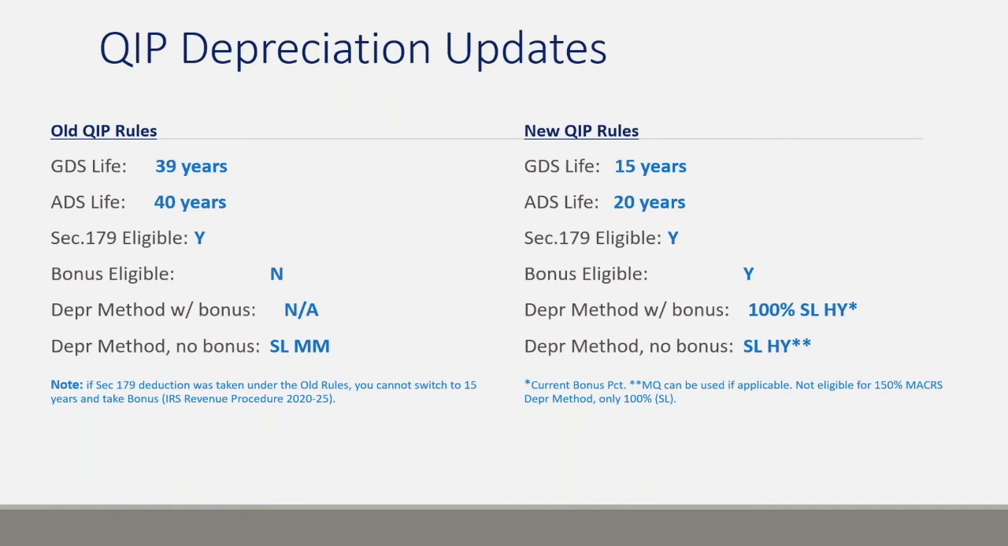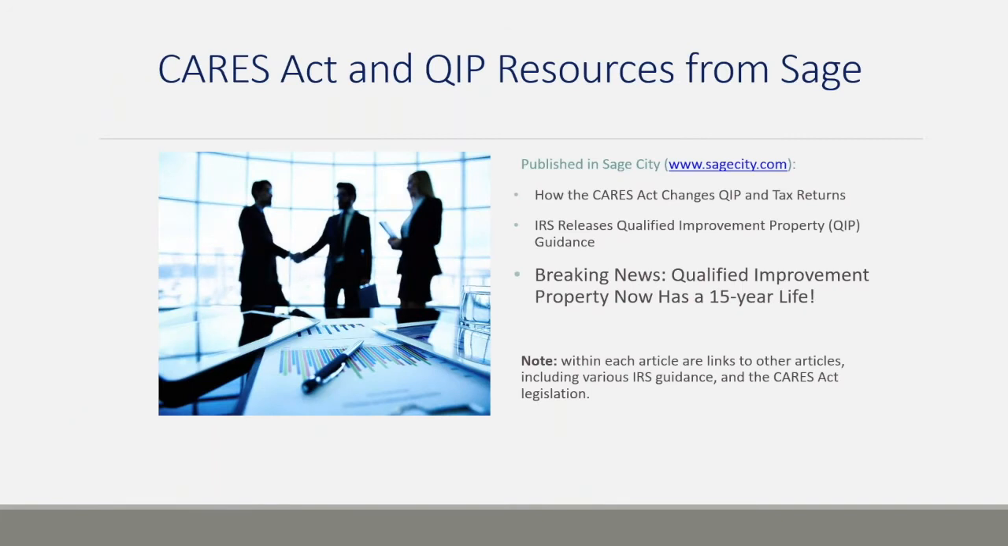If you're doing this for non-bonus, you can certainly do this as straight line half year, or you can take bonus at 100% at straight line half year as well. So it is bonus eligible. Now, if you do go out on Sage City, for example, right now to get information with your current product, such as Sage 100, there is a fixed asset presence out there on Sage City. You can actually search for CARES Act changes info, and one of my colleagues who's also a CPA has written a couple of great articles here that you can easily search for some more information about the CARES Act and how they impact qualified improvement property.